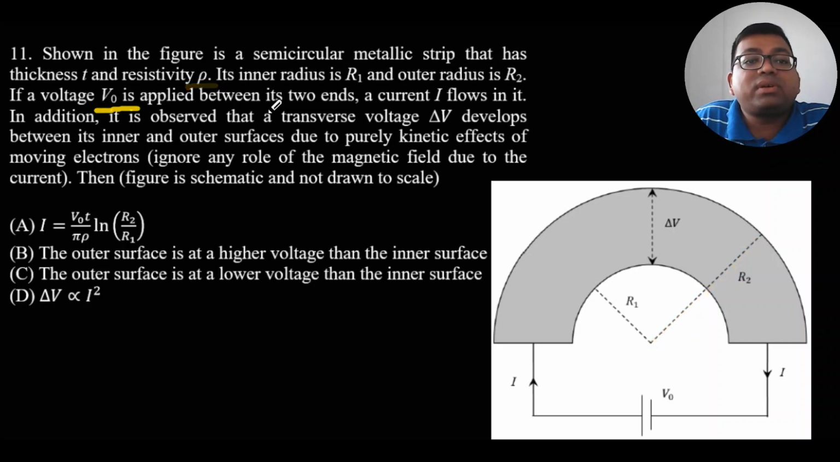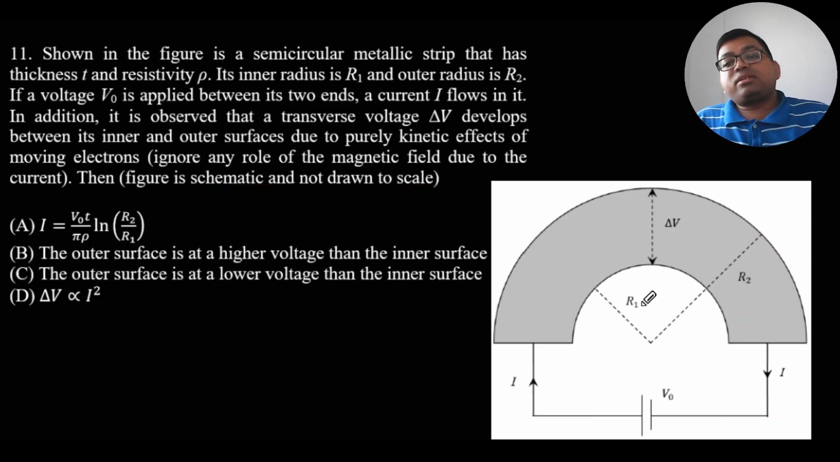If voltage V0 is applied between its two ends, so we have a battery having voltage V0 applied across its two ends, a current I flows in it. In addition, it is observed that a transverse voltage delta V is developing between its inner and outer surfaces due to purely kinetic effects of moving electrons. Ignore any role of the magnetic field due to the current. The figure is symmetric and not drawn to scale.